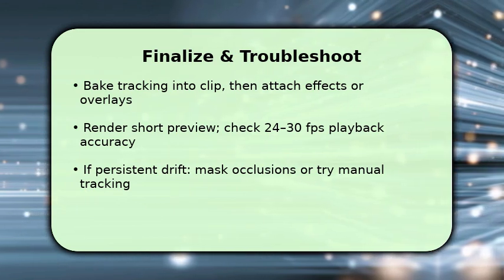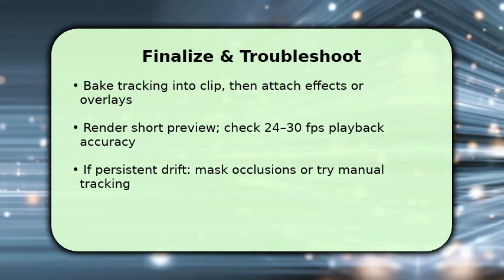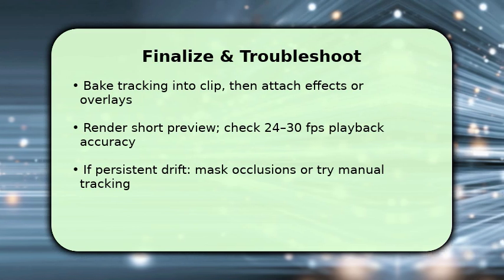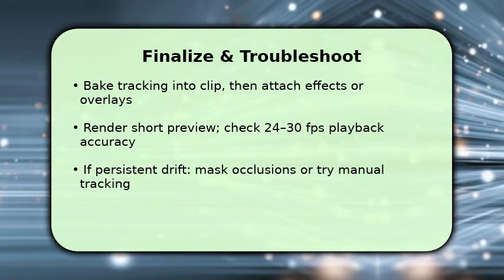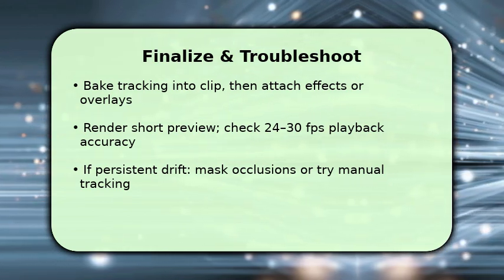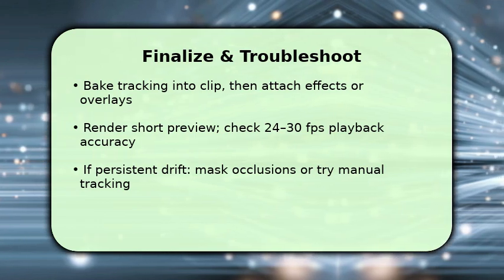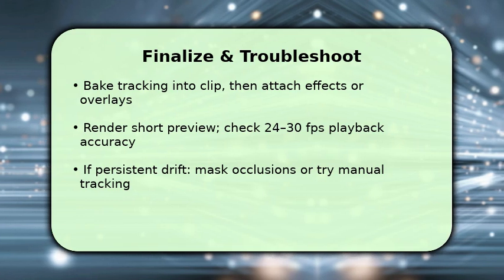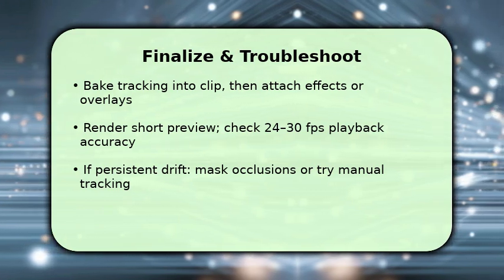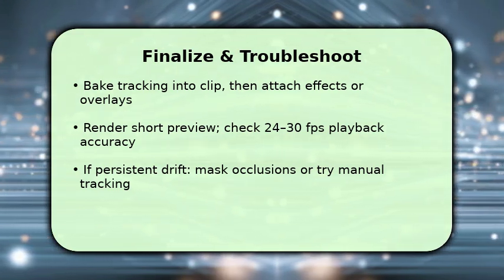If you see consistent drift, mask out occlusions, reduce overlay complexity, or switch to manual keyframe tracking for the trouble segment. This helps when the tracker misreads repeated patterns. Lastly, save a version project so you can revert and try alternate settings without losing progress.